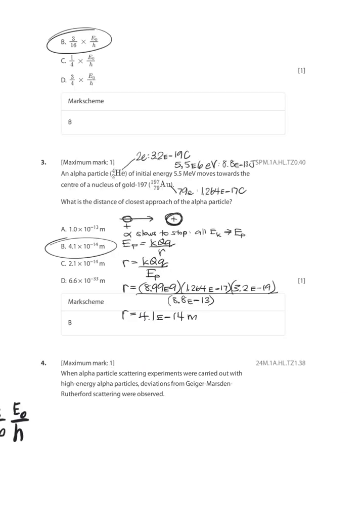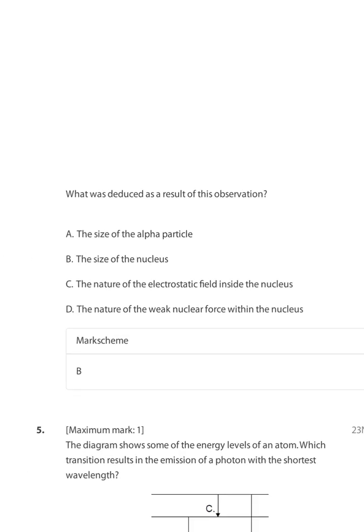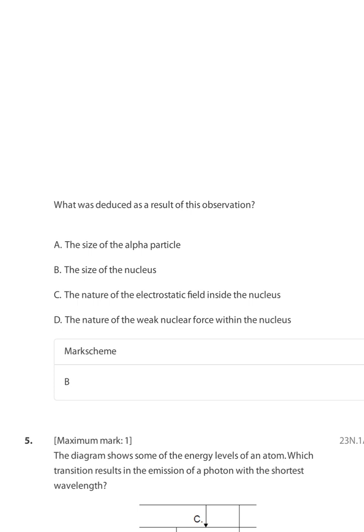It says alpha particle scattering experiments were carried out with high energy alpha particles. Deviations from the Geiger, Marsden, and Rutherford scattering were observed. And the question is, what was deduced as a result of this observation? The size of the alpha particle, the size of the nucleus, the nature of the electrostatic field inside the nucleus, or the nature of the weak nuclear force within the nucleus.